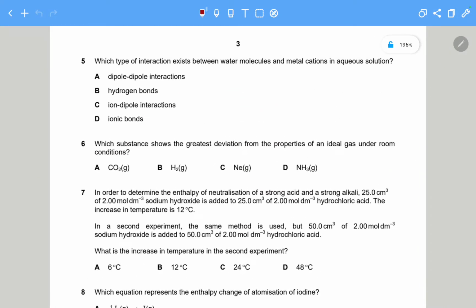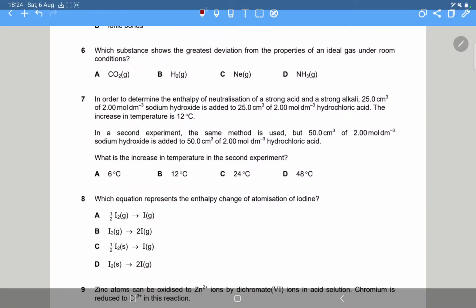Question 5. Which type of interaction exists between water molecules and metal cations in aqueous solutions? The answer should be C directly because, remember, metal cations are ions, water molecules have dipoles, and so ion-dipole interactions. They cannot be dipole-dipole interactions because metal cations don't have a dipole. They cannot be ionic bonds because water molecules are not ions. And they cannot be hydrogen bonds because, again, those are between molecules, not between molecules and ions.